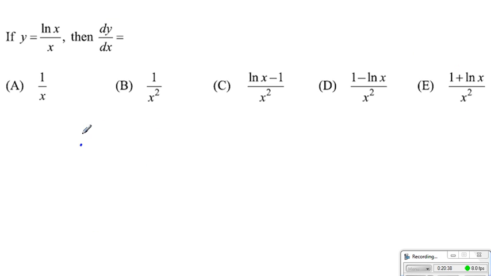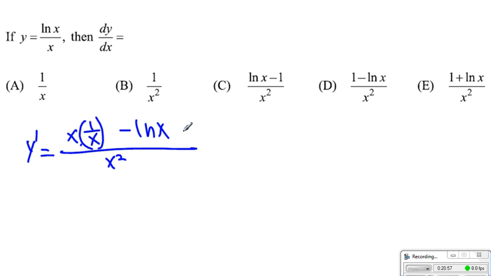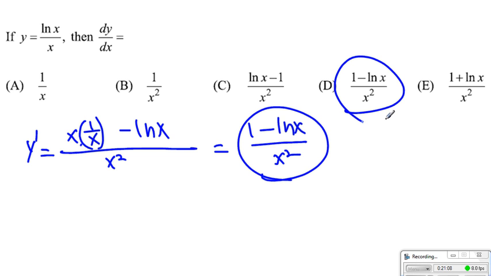All right, how about this one? We'll be taking the derivative by the quotient rule here. So y prime becomes the denominator squared, x squared, and then x times the derivative of the top, which becomes 1 over x. Second portion becomes minus ln of x times the derivative of the denominator, which is equal to 1. Then we end up having 1 minus ln of x over x squared. That becomes our answer choice, D.